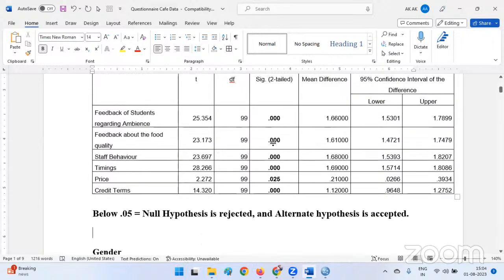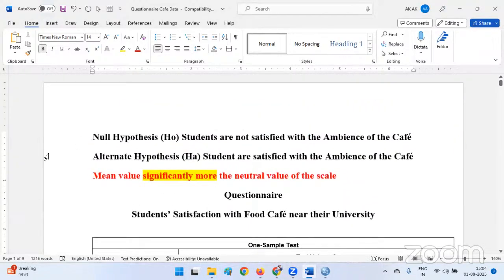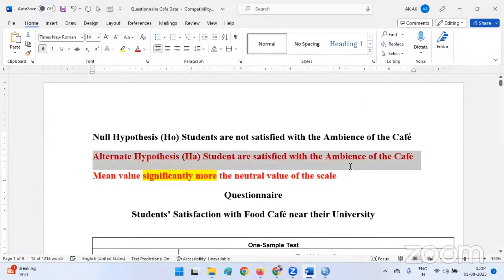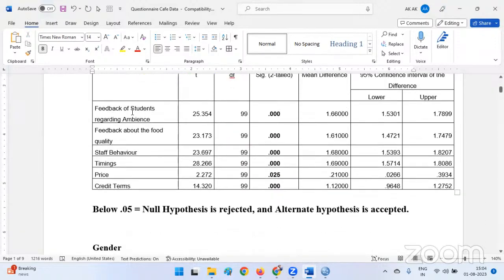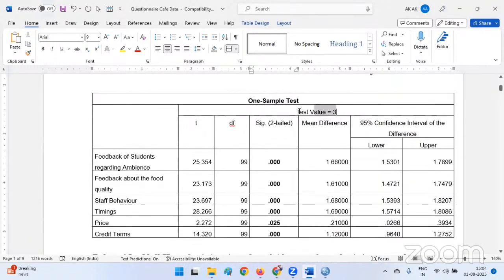So we accept the alternate hypothesis for all. So one we have made for ambience, and this will apply to all: food quality also, staff behavior also, timings, everything. Now I have referred only one column. That is enough. It is showing the t test value of t also, with test value 3. So this column is enough.